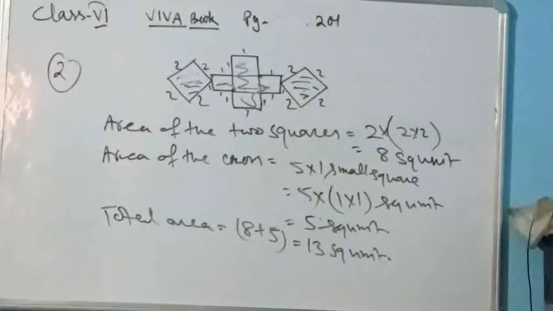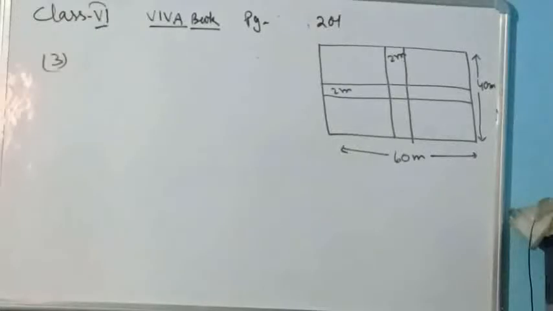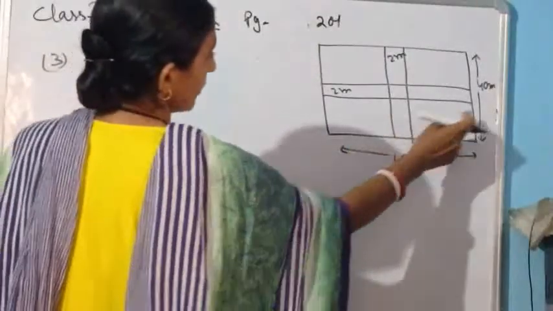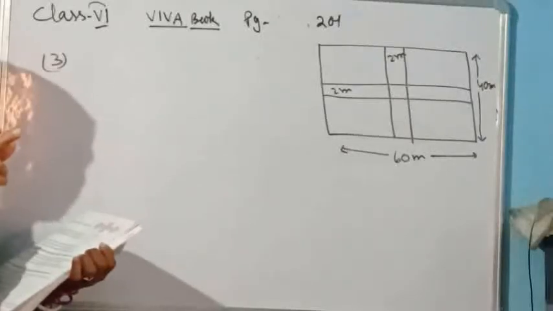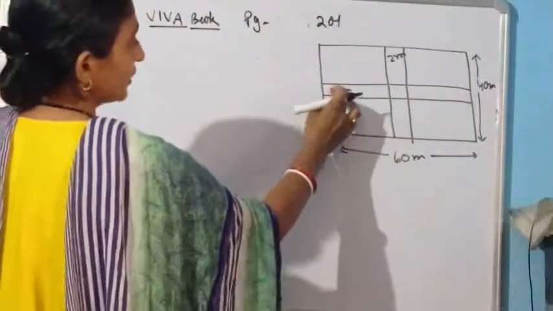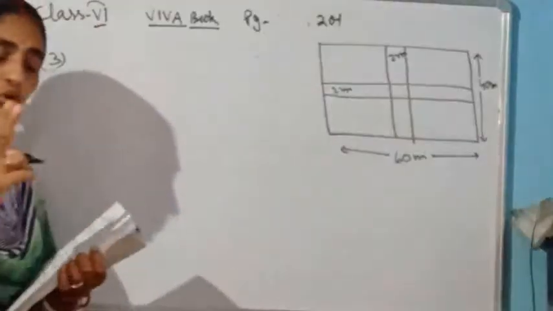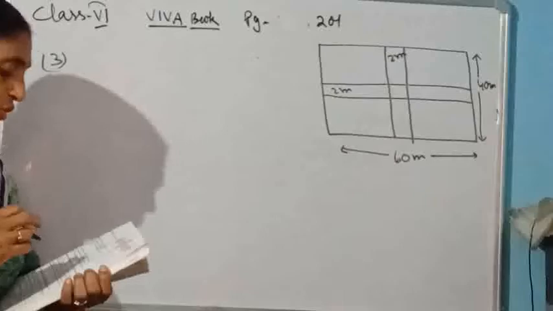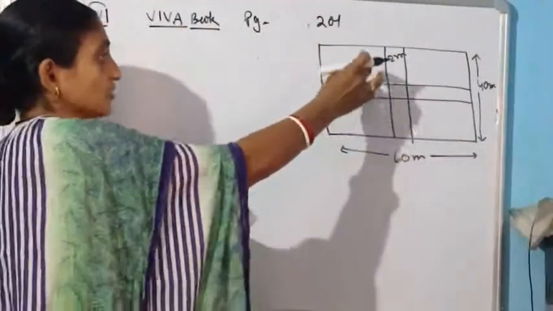Here some path has been drawn. You have to find the area of this one. Let's go to question number 3. Here it is given: inside a rectangular park of dimension 60 by 40 meter, a path 2 meter wide is built in the middle. That path has been built, one vertical and one horizontal. Two paths have been made, one along the length and another along the breadth.